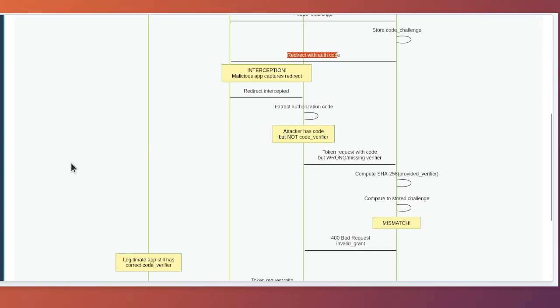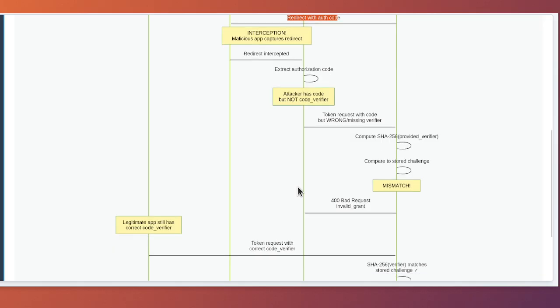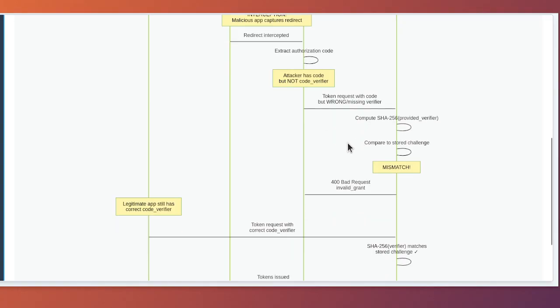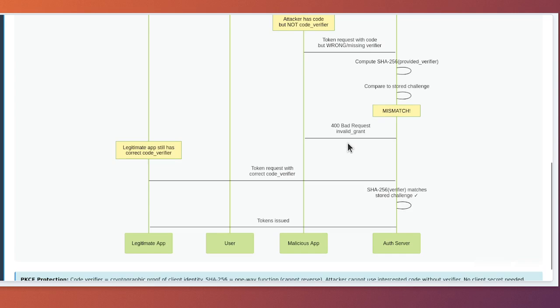But they do not have it. The code verifier was never transmitted over the network. It stayed secure on the legitimate app. The attacker cannot compute the code verifier from the code challenge because SHA-256 is a one-way cryptographic hash function. There is no way to reverse the hash and recover the original verifier.